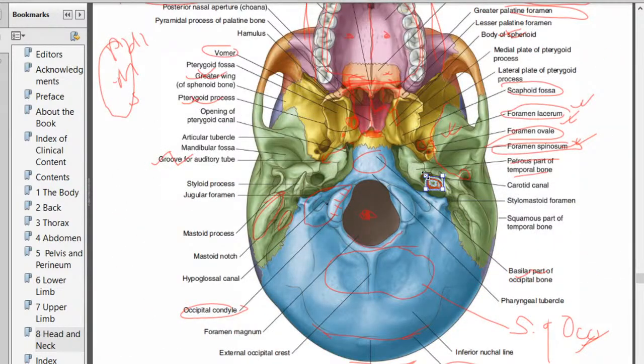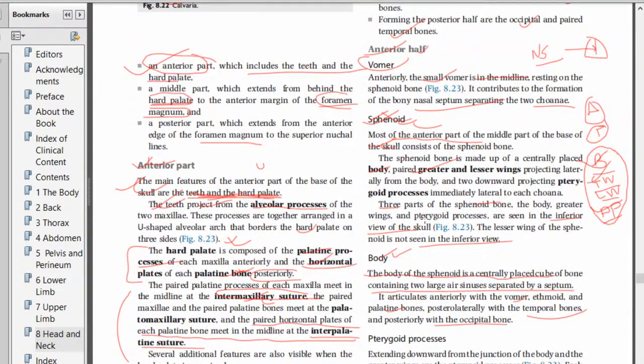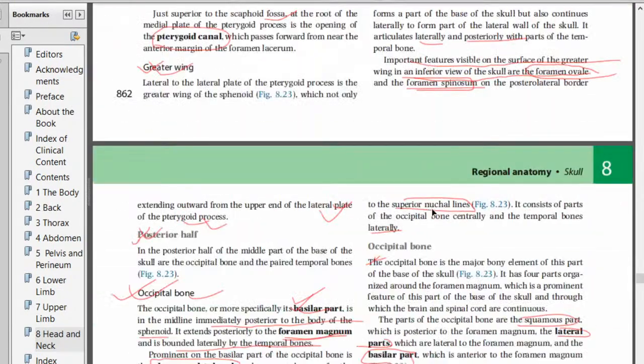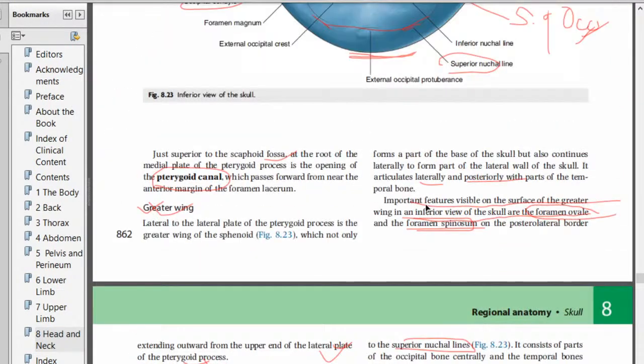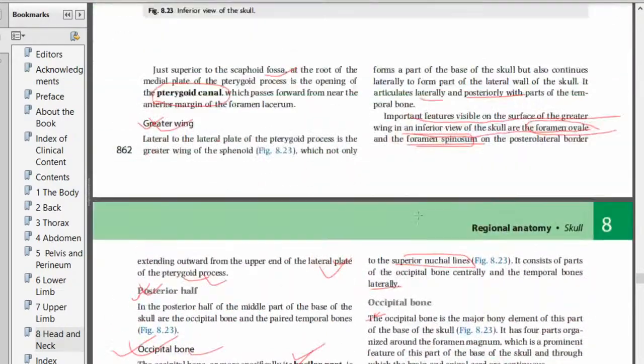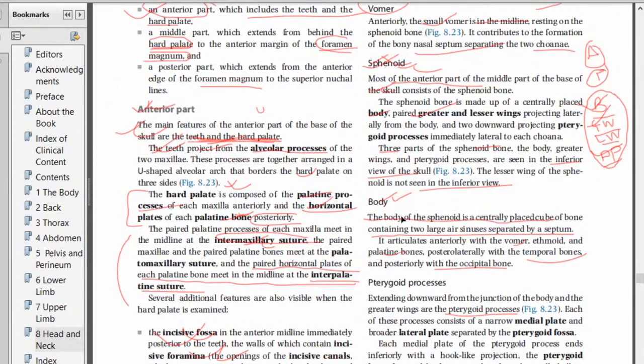This is the carotid canal. It is not present in the occipital bone. It is actually present in the temporal bone. I was getting confused, so let's remember that the carotid canal is present in the temporal bone, and that particular part of the temporal bone, I just forgot it again. Volatile.